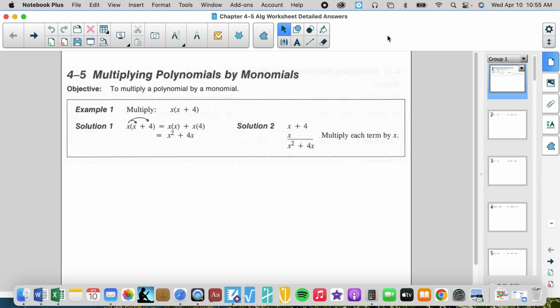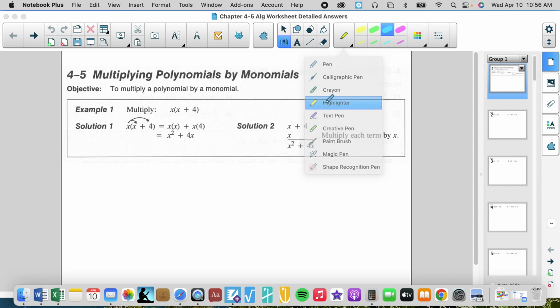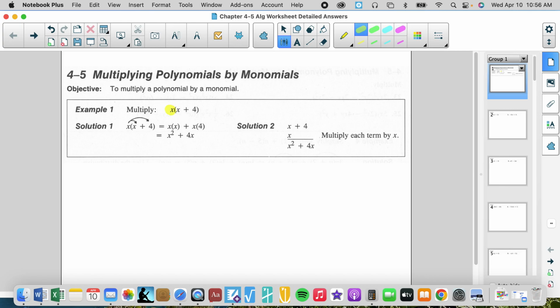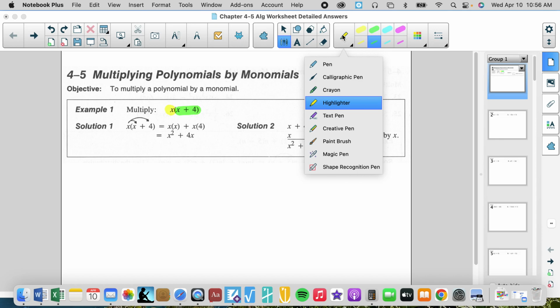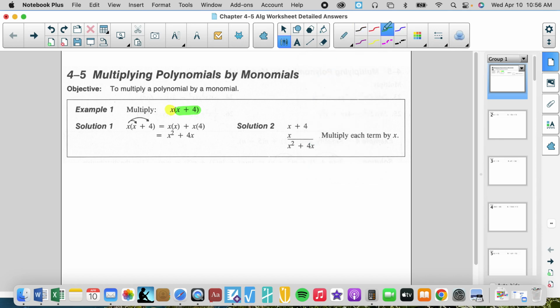Continue with the multiplication. Instead of multiplying monomials times monomials, we are now going to have a monomial times a binomial. So we're going to use the distributive property. We're going to take this x and we're going to distribute it into each of the pieces. We're going to distribute that x times the first term and x times the second term. And that's how we distribute it.